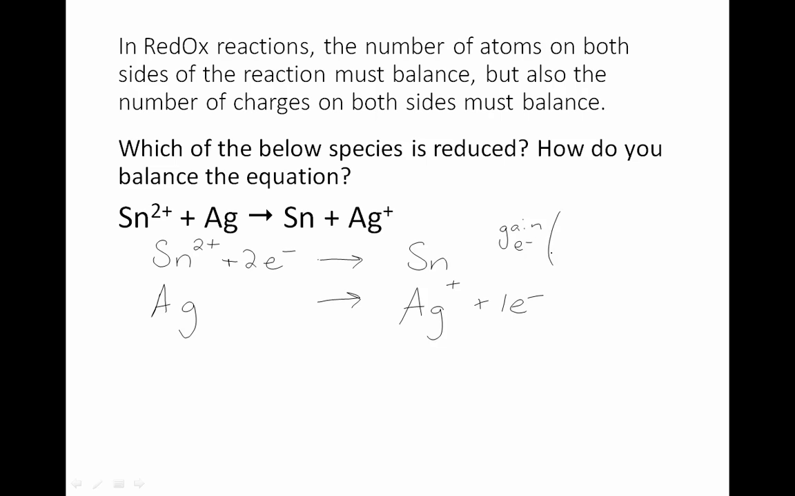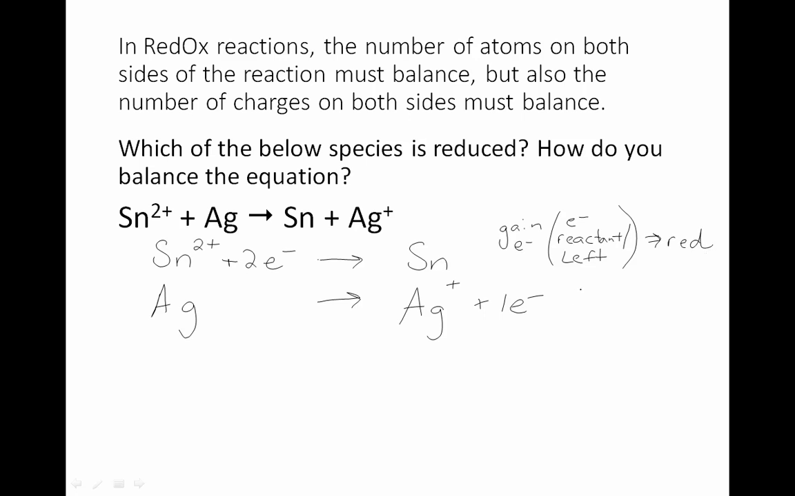You can also note that electrons are our reactants, or they're on the left-hand side of the arrow. Anytime you see electrons being gained, electrons as reactants on the left-hand side of the arrow, what does that mean? If you're gaining electrons, is that reduction or oxidation? Reduction.